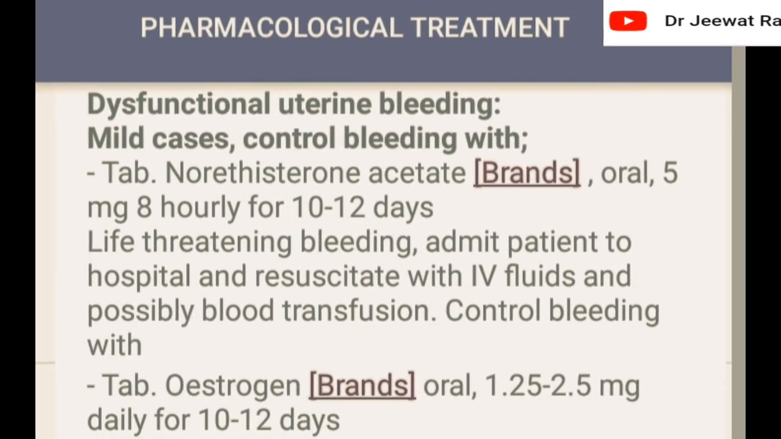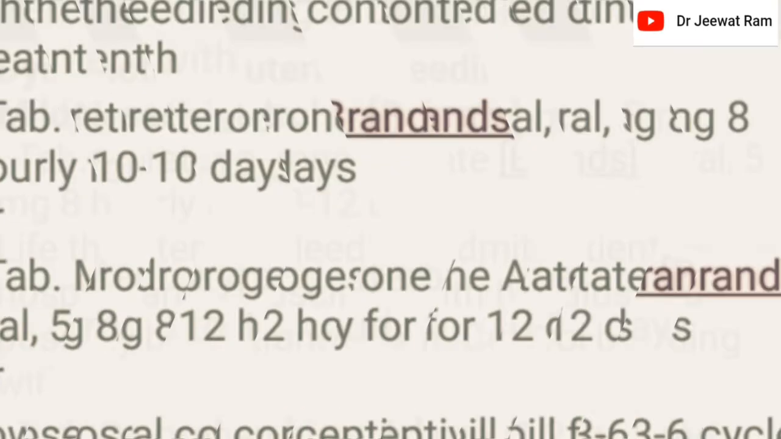Pharmacological treatment of abnormal vaginal bleeding, dysfunctional uterine bleeding. Mild cases: control bleeding with norethisterone acetate tablet, oral 5 mg eight-hourly for 10 to 12 days. Life-threatening bleeding: admit the patient to hospital and resuscitate with IV fluids and possibly blood transfusion. Control bleeding with estrogen tablet, oral 1.25 to 2.5 mg daily for 10 to 12 days.